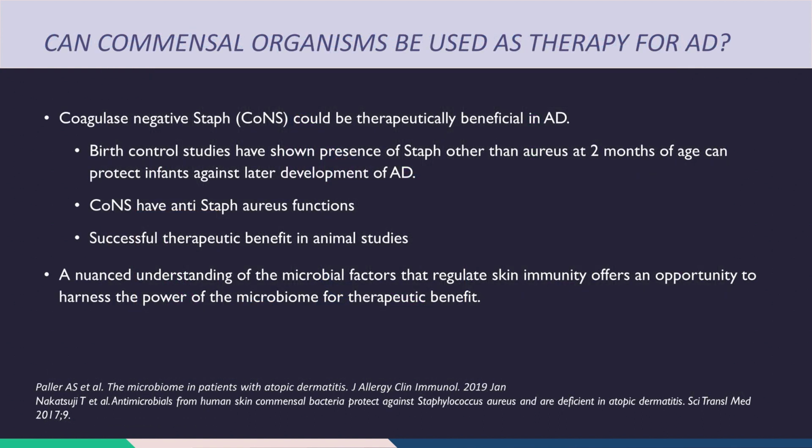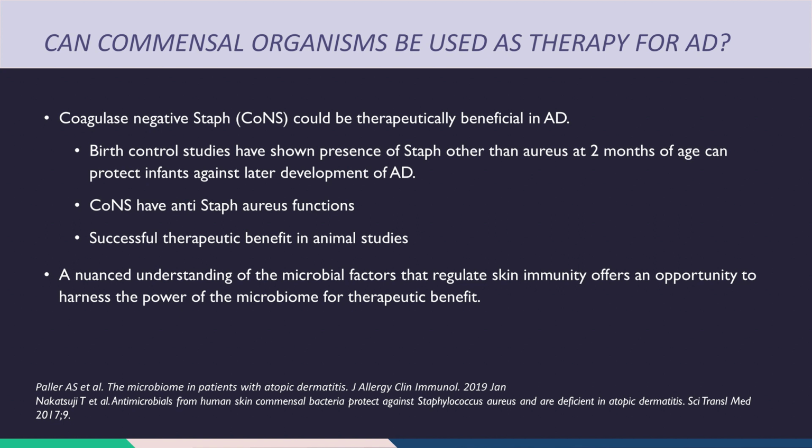So this brings us to the next question. If we, in some manner or other, can replace the skin microbiome and give it back the diversity that it deserves, then can we potentially treat AD? Coagulase negative staph could be therapeutically beneficial in AD. There are birth cohort studies that have shown the presence of staph other than Staph aureus at 2 months of age, and this can actually protect infants against later development of AD. Okay, this was in rats, not in humans.